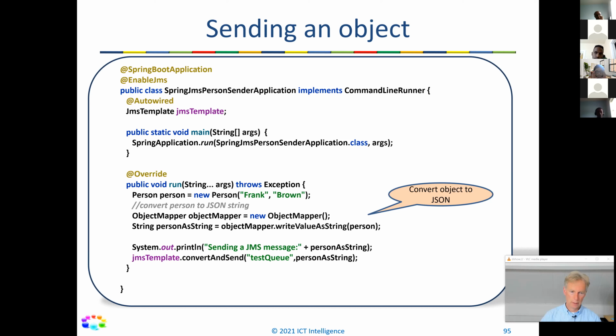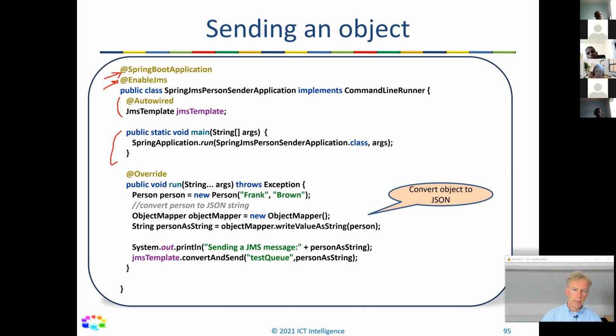So here, this is a sender application. It's a plain sender application with a main here. It has a Spring Boot annotation. It also has an @EnableJms. So here we say to Spring, hey, we're going to use JMS. And I autowire a JmsTemplate. I don't have to do anything else. Spring creates for me a JmsTemplate.